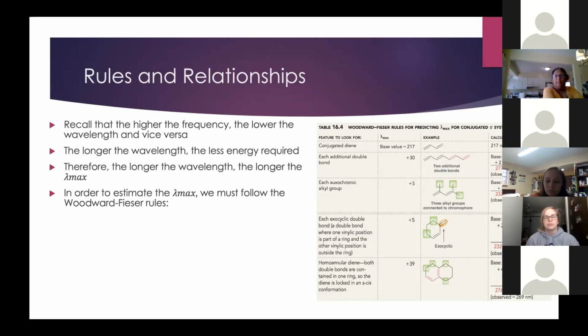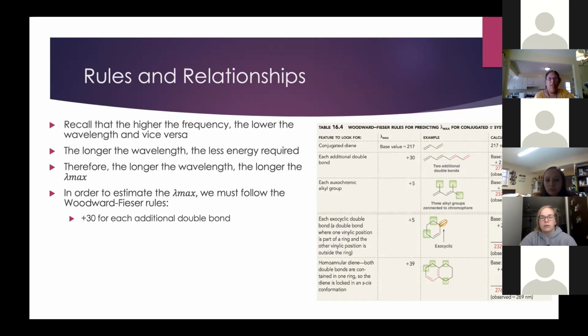Okay, go ahead, please. Okay, so for these rules, you start with a base value for your conjugated diene. So that's going to be 2 conjugated double bonds. So your base value for your lambda max would be 217. And then for each additional double bond that's added onto there, if you look at the chart, you have it on the side. Diene, and then you have 2 extra double bonds on the end. So you're going to add 30 onto your base value for each double bond that's added.